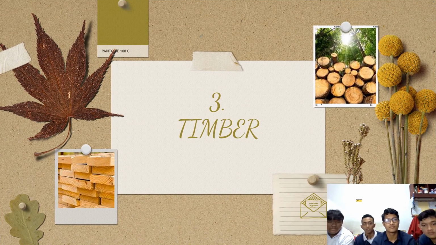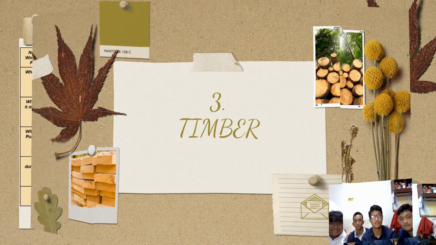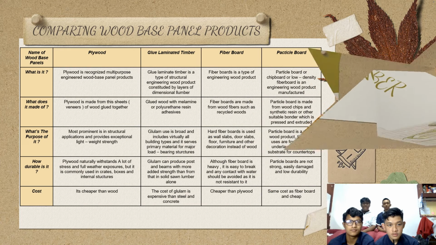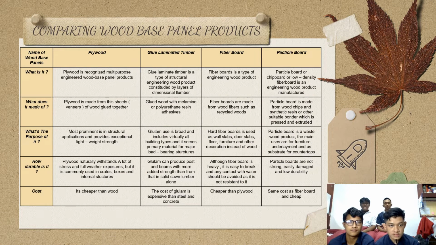The last topic in our presentation is timber. Okay, so this is the table comparing wood-based panel products. First is plywood. What is plywood? Plywood is a recognized multi-purpose engineered wood-based panel product. And what is it made of? Plywood is made from thin sheets of wood glued together.